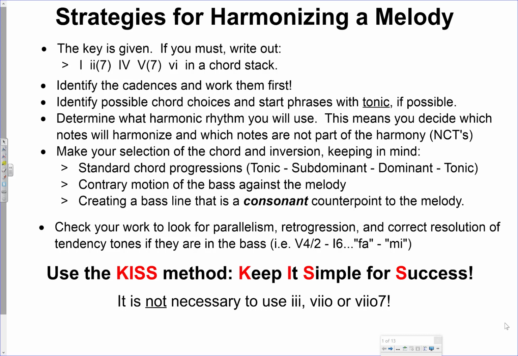Also, check your work to look for parallelism, retrogression, more on that later, and correct resolution of tendency tones if they are in the bass. For example, if you have a 5/4/2, it must resolve to a 1/6. Sing the song and you can't go wrong. 5/4/2 indicates that fa is in the bass. It's third inversion. So fa must go to mi of the 1 chord.